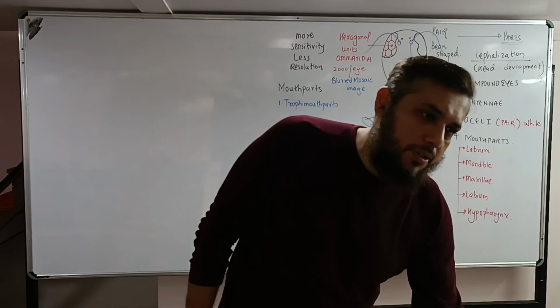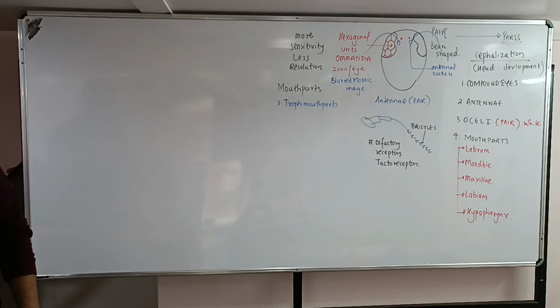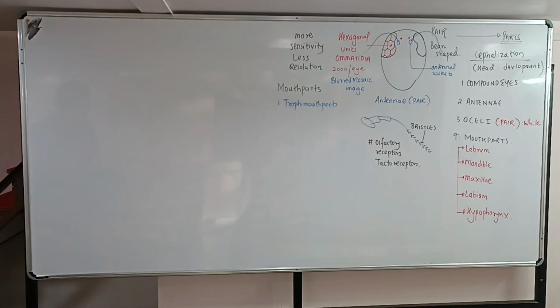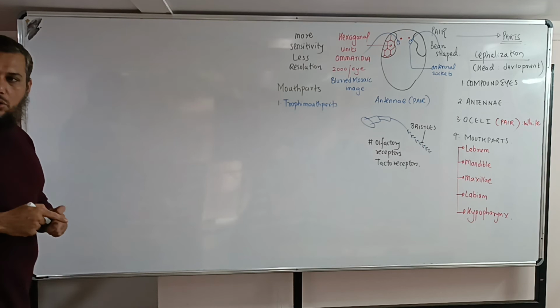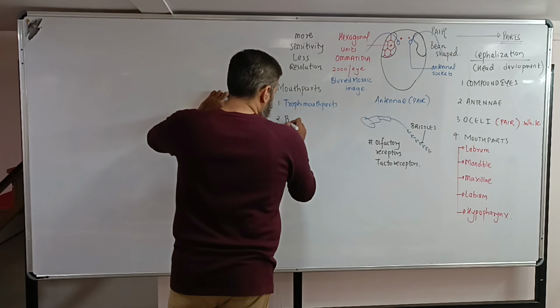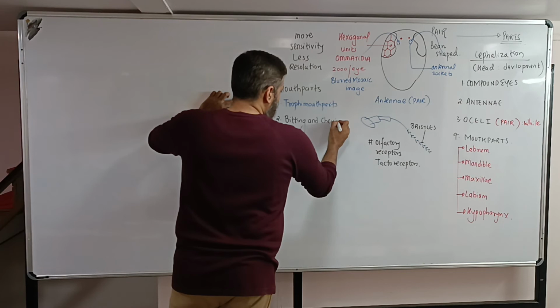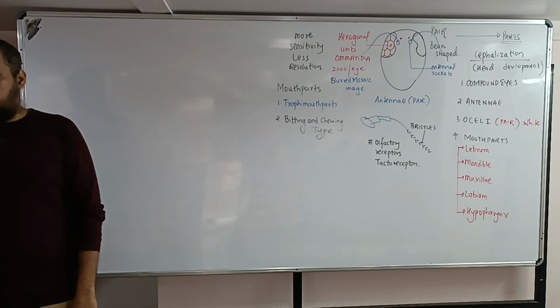So the mouth parts of the cockroach, are they inside the mouth or outside? Outside, on the sides, so what do we call them? Trophy mouth parts. What do you call them? Trophy mouth parts. So what do you mean by trophy mouth parts? The mouth parts are surrounding the mouth. That is why they are called trophy mouth parts. Second, they are of biting and chewing type.